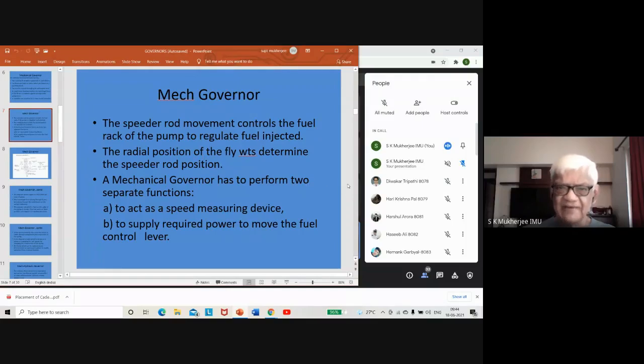A mechanical governor has to perform two separate functions. One is to act as a speed measuring device, and B, to supply the required power to move the fuel control lever. So all this read up doesn't really register unless you see a diagram.